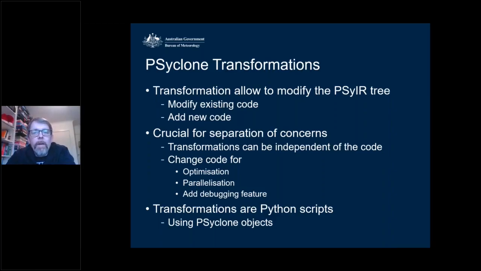With transformations, they can be independent of the code. They can also be specific. Sometimes I know that for this particular code I need to do a certain sequence of transformations, and I have a kind of recipe for that example. But sometimes, and quite often, it can be very generic. Now, what can I change it for? I can change the code to optimize it, for parallelization, or for adding debugging features.